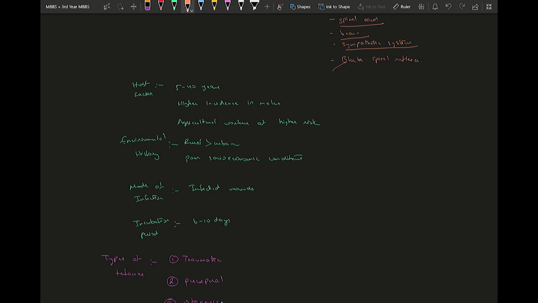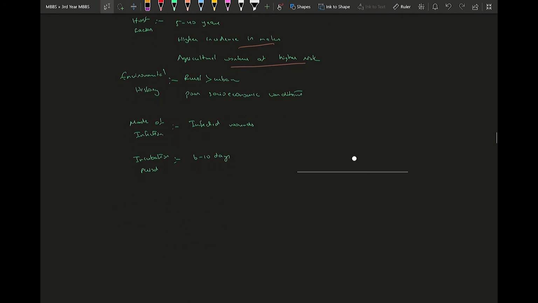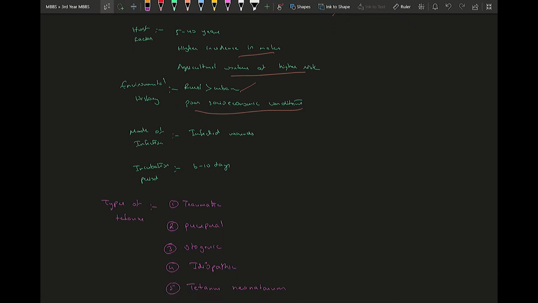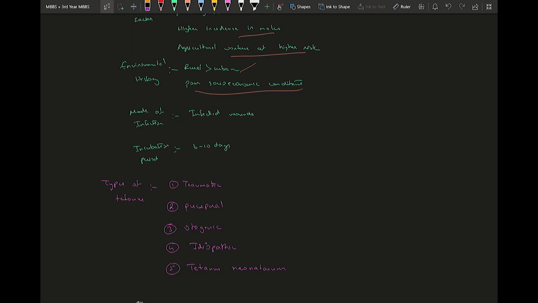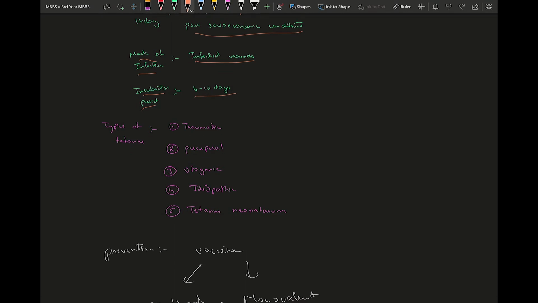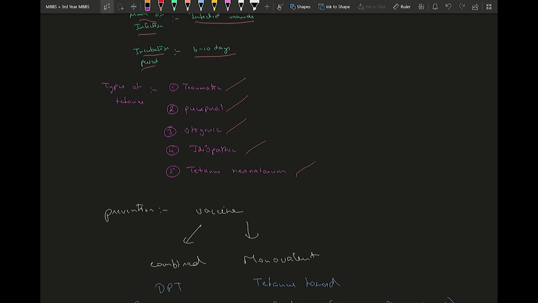The host factors are that it affects people of age between 5 to 40 years, higher incidence in males, and agriculture workers are at higher risk. Environmental factors: it's more common in rural settings than in urban settings, and poor socioeconomic conditions increase the chances of getting this disease. The mode of infection is through infected wounds, and the incubation period is 6 to 10 days. The types of tetanus are five types. They can be either traumatic, puerperal, otogenic, idiopathic, or tetanus neonatorum based on the clinical symptoms.